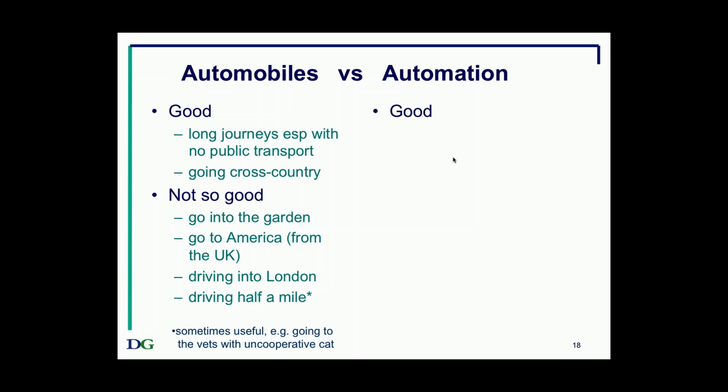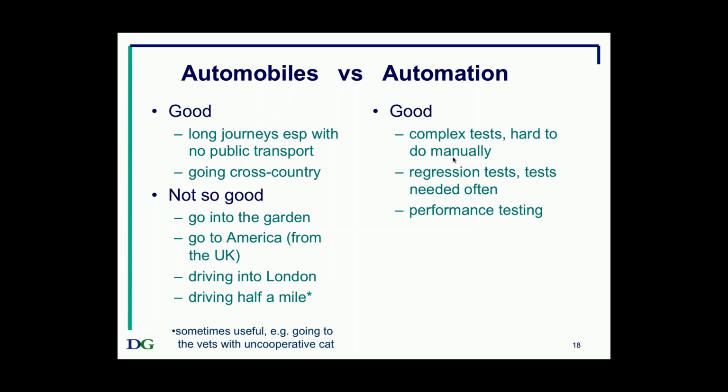And the same is true with automation. There are some things which automation is absolutely great for. Tests that are very complex and hard to do manually. Regression tests and tests that need to be run often. This is where automation really gives you a lot of benefit. Other types of testing, for example, performance testing, which is impossible to do manually if you're going to really look into testing the performance well.